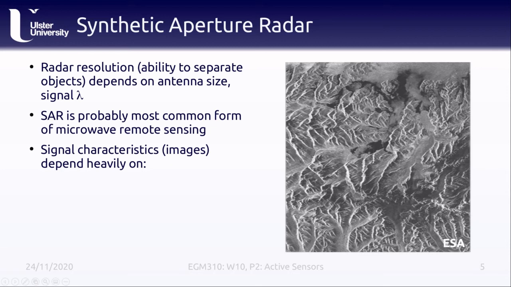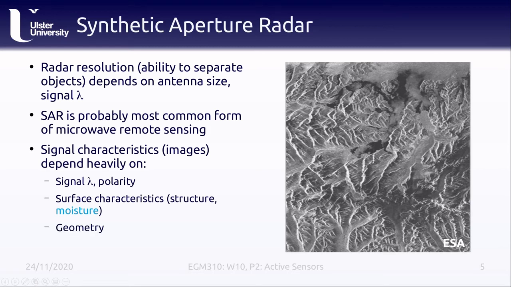This is because the characteristics of this signal that we receive depend very heavily on the wavelength of the signal and its polarity, the surface characteristics, for example, its structure or moisture content, and the geometry of the surface. Mountainsides oriented toward the sensor, such as what we see here, will look quite a bit different than mountainsides that are oriented away from the sensor, such as the examples that you can see on the other side of these bright lines. SAR is a very powerful tool, but it does take some getting used to.